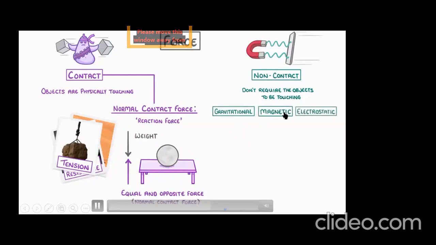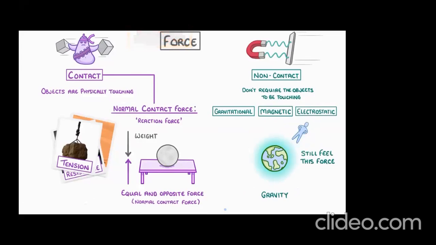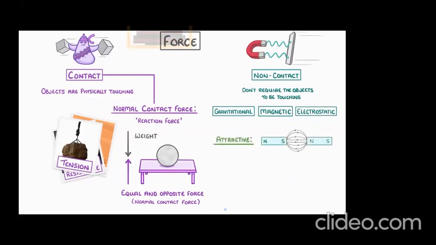Okay, gravitational, magnetic, and electrostatic force. In non-contact force, we have learned gravitational, magnetic, and electrostatic force. Field of influence, like gravity, is the force of attraction between two masses. If we are on the surface of the earth, we can stand properly, but if we move away from the surface of the earth, we lose gravity.